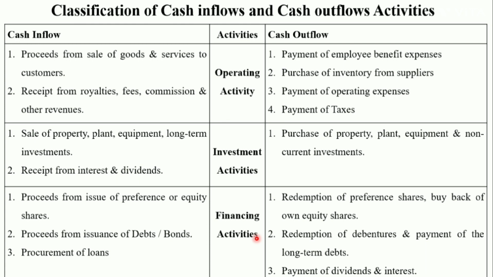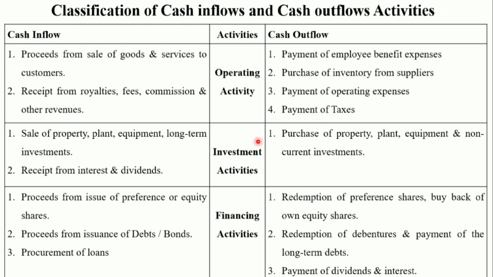Now operating activity. What is meant by operating activity? The operating activities are the activities that constitute the primary or main activity of an enterprise. For example, cash inflow occurs by proceeds from sale of goods and services to customers, receipt from royalty, fee, commission and other revenues. Then cash outflow occurs: payment of employee benefit expenses, purchase of inventory from suppliers, payment of operating expenses, payment of taxes.